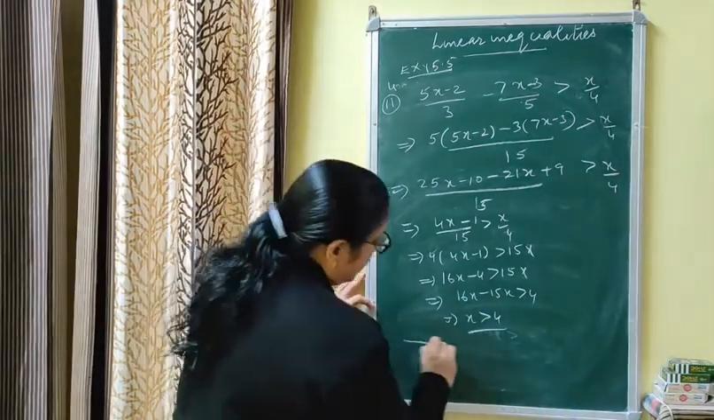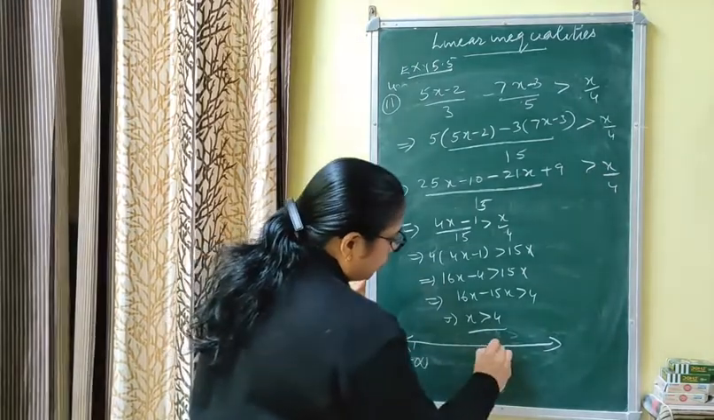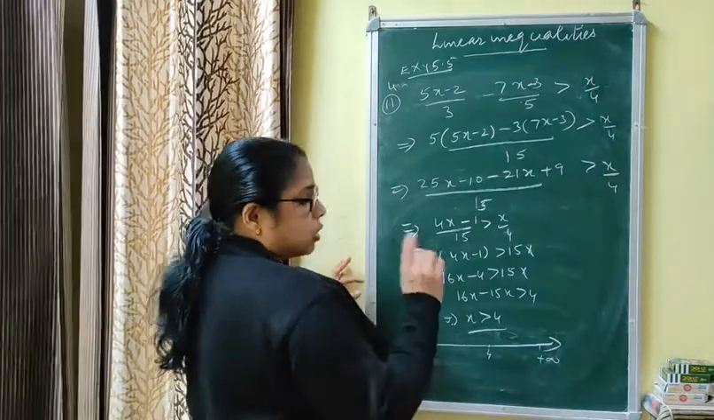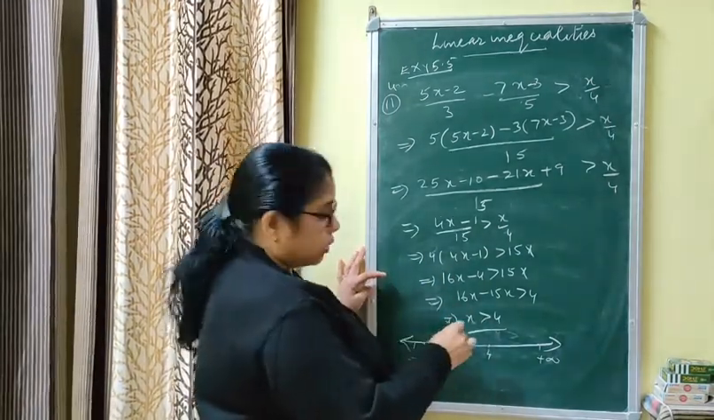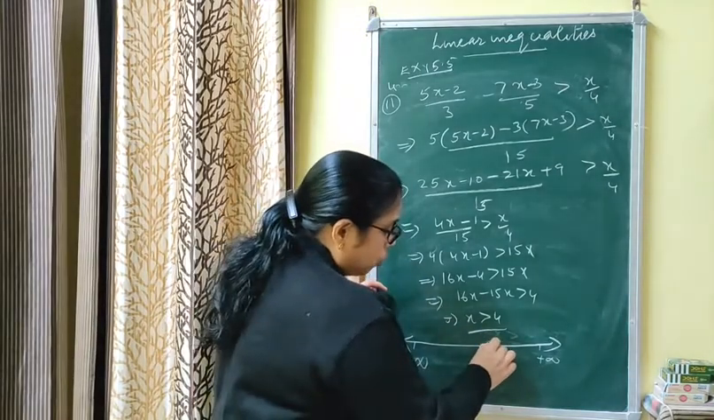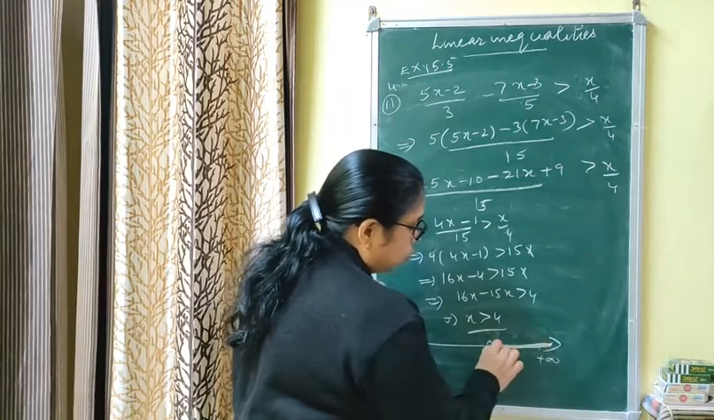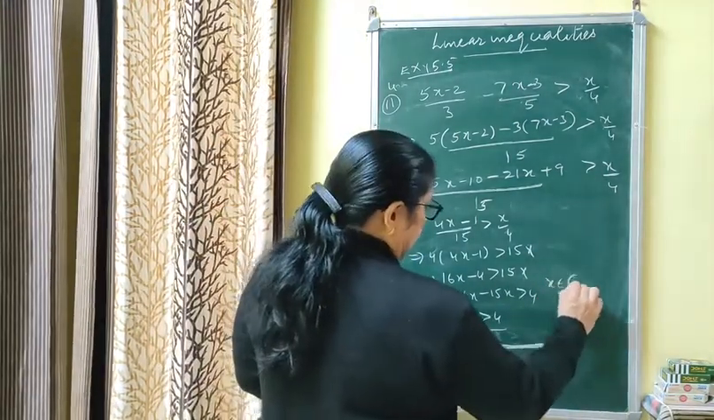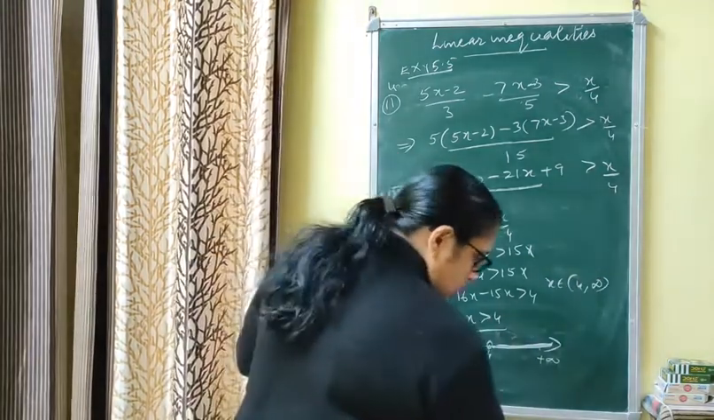That means if you draw a number line, I always suggest you use a number line to get a clear idea about the question. x greater than 4 means 4 is included or not? No. 4 is not included because the equal to sign is not there. So you can show it by a small circle, and the remaining part by a bold line. Therefore, the solution is x belongs to open 4, open infinity. Infinity will always be open.